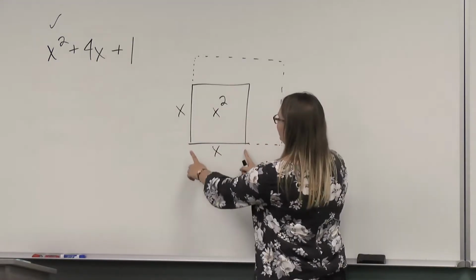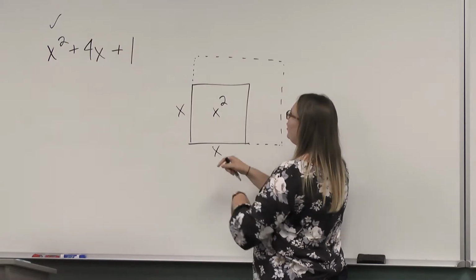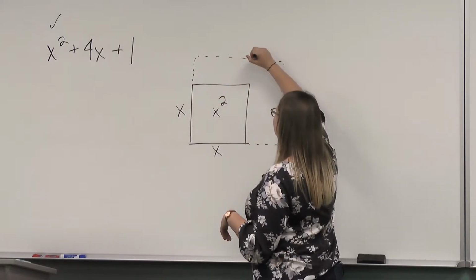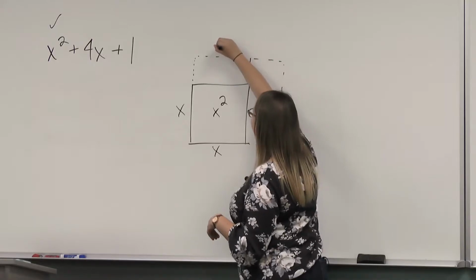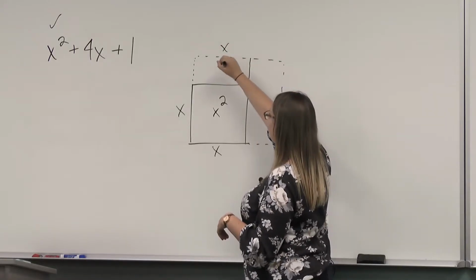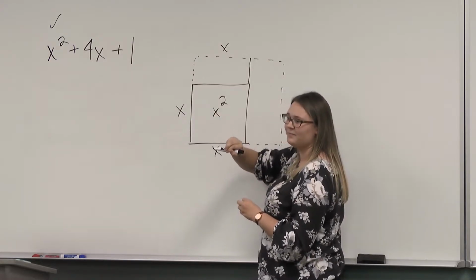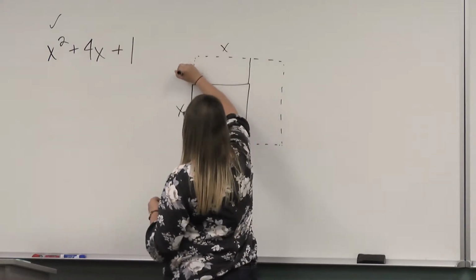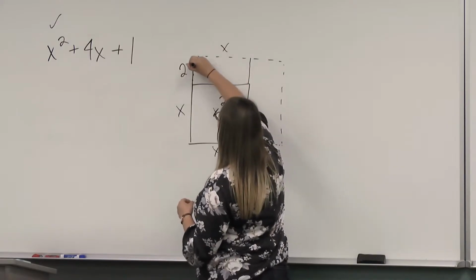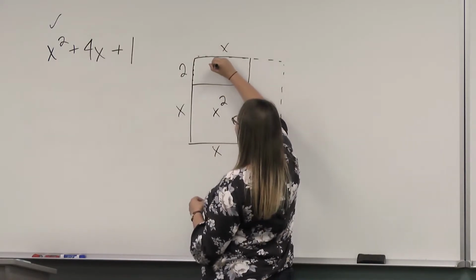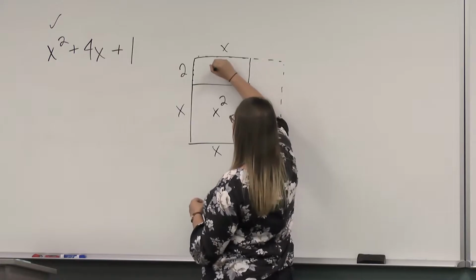So if this length right here is x, then what can we put up here to keep this? So if this length is x, then if this area needs to be 2x, what does this side length need to be? Right. So we have an area of what here? For this rectangle, 2x, correct.